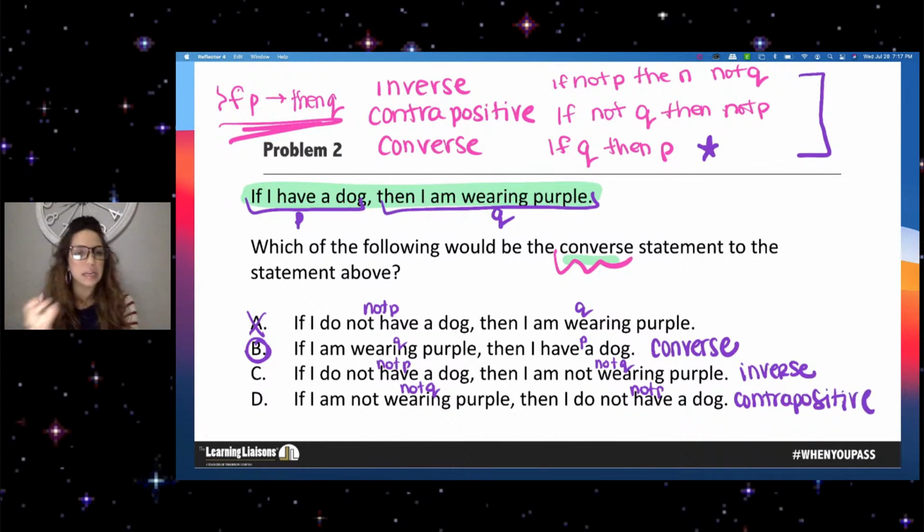Obviously, if I was taking this test, I would not take all this time to do this, but I want you guys to understand what each of these answer choices is. So if it didn't say what would be the converse and it said what would be the contrapositive, you would know what we're dealing with.